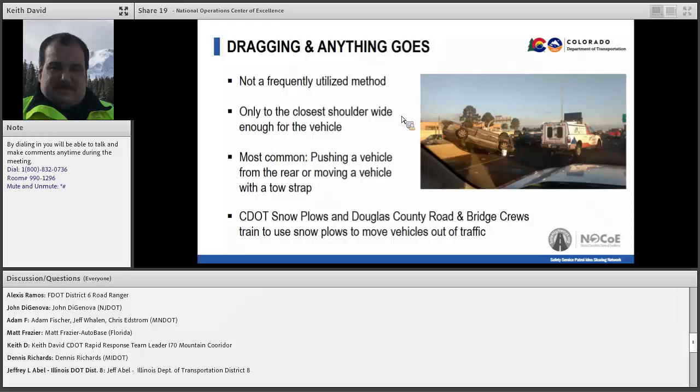If we do drag it, they would drag it to the closest wide enough shoulder for the vehicle where a tow can get it. I've heard some vehicles being dragged further than that, depending on the circumstances and what local law enforcement on scene want. It's most common for us to push the vehicle or to move the vehicle with a tow strap. Some of the more aggressive techniques is our state snowplows and Douglas County road and bridge crews have started to train to use their snowplows to move vehicles out of traffic as well.